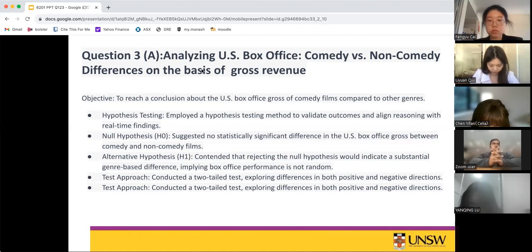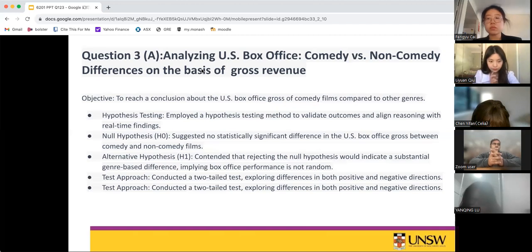The initial hypothesis was designed to investigate whether there exists a statistically significant disparity between the total US box office gross of comedy films and those from other genres. The null hypothesis suggested that such a difference does not exist. In contrast, the alternative hypothesis contended that if the null hypothesis were to be rejected, it would indicate a significant distinction between the two, implying that the box office performance is not random but indicative of a substantial genre-based difference.